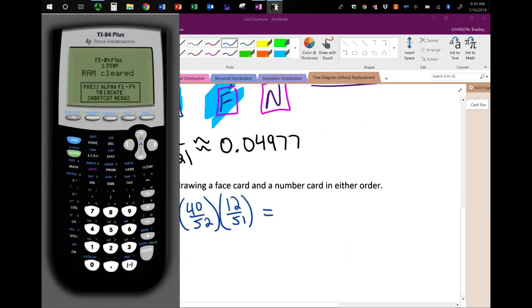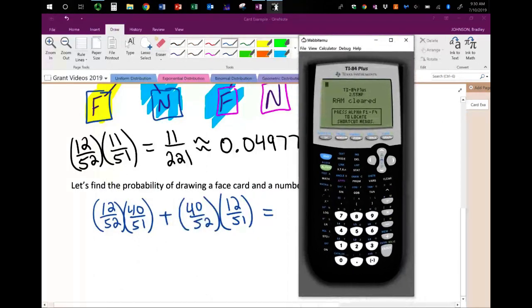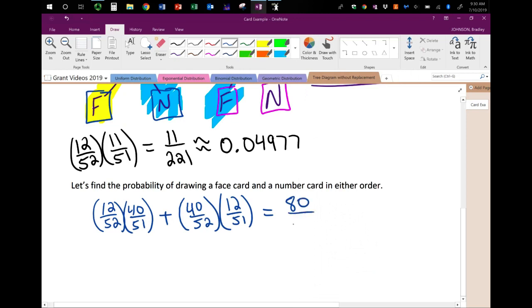Okay, then we can take out our calculator and use parentheses and multiply 12 out of 52 times 40 out of 51, and then use addition, 40 out of 52 times 12 out of 51, enter, and you get approximately this. But if I want the reduced fraction, I can always hit the math button, fraction, enter, and that'll give you 80 out of 221. And that will be our final solution.